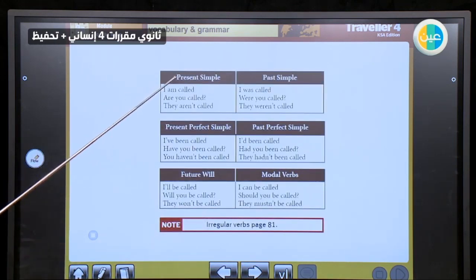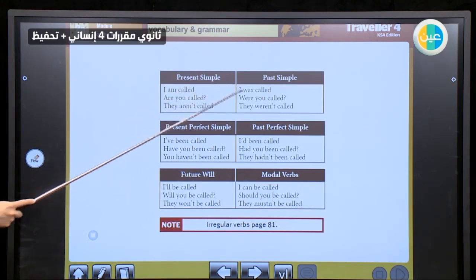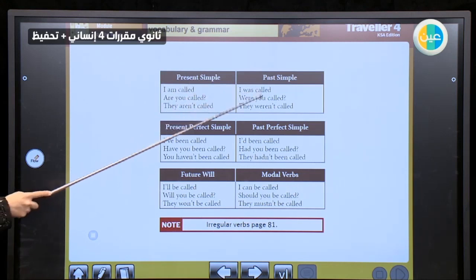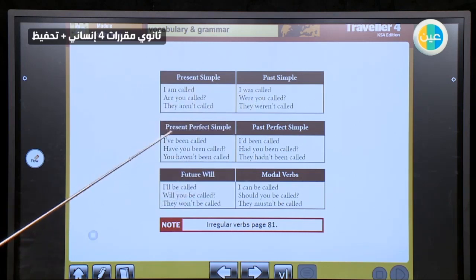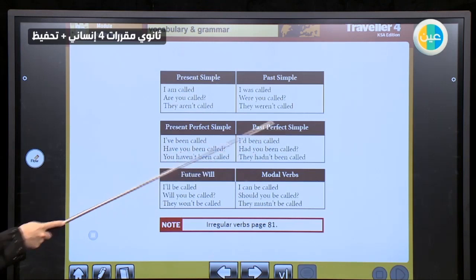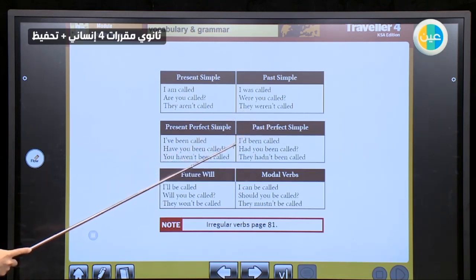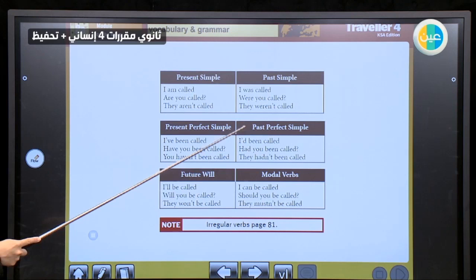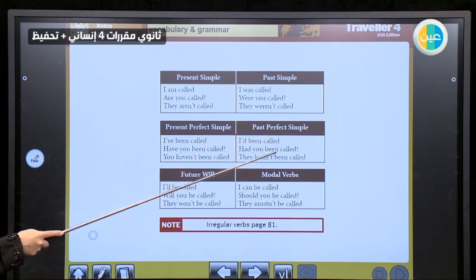Here the passive voice, present simple: I am cold. In the past simple we have I was cold. These are all passive voice. Present perfect simple: I have been cold. Have you been cold? Also we have it in question and negative. I had been cold. This is past perfect simple. Past perfect simple consists of had plus been plus the past participle of the verb.